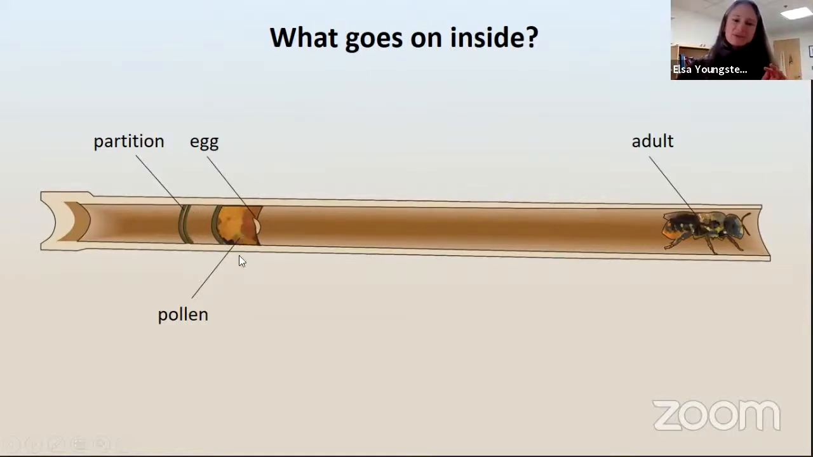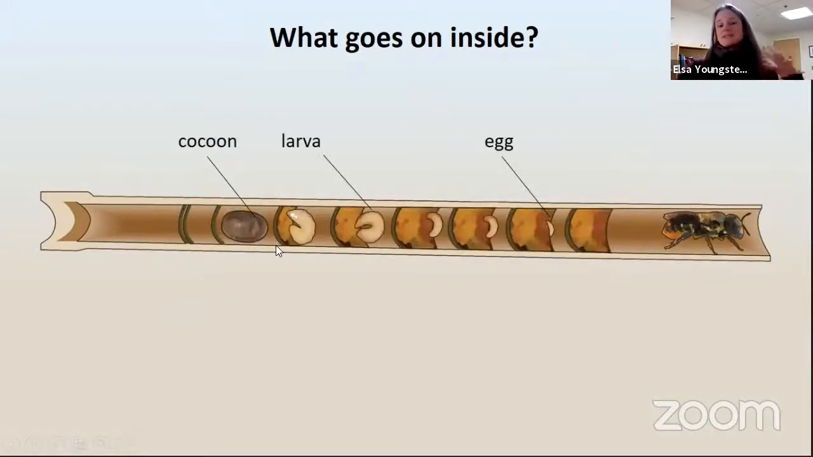She maybe builds a couple of those and then starts loading in the pollen, lays an egg on that. And then she'll continue filling the nest so that by the time she's done with it, you have several different chambers, each with its own developing offspring. The ones in the back develop faster.